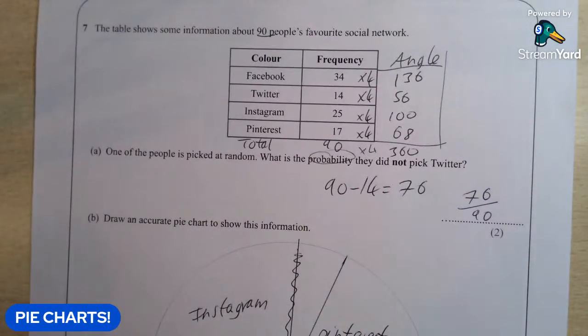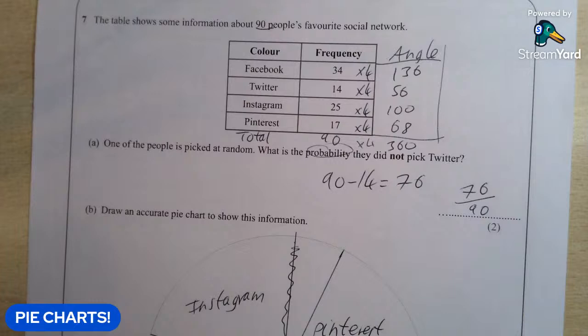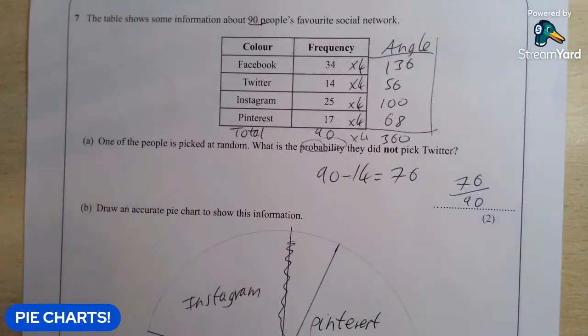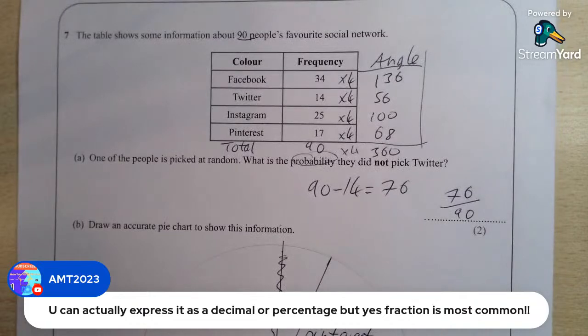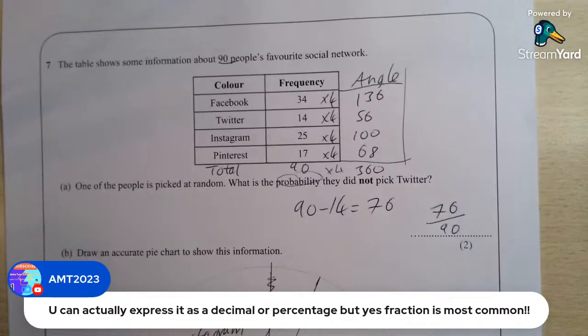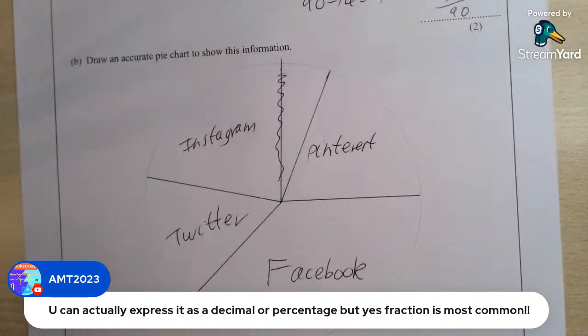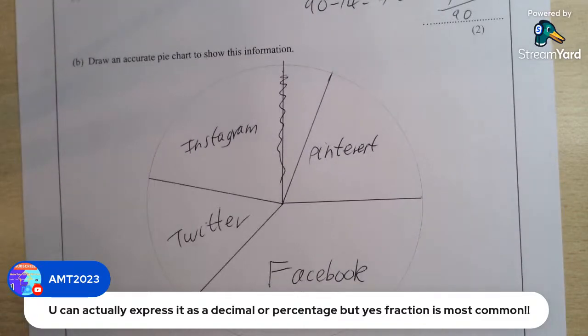Oh, I'm just looking at the comments now. Hi, AMT. I'm just looking at a really good question. AMT said, about probabilities, you can actually express it as a decimal or percentage, but yes, fraction is most common. You can use percentages and decimals, but some exams can be really awkward. It's always safe to do it as a fraction. It can be quite risky doing it the other way.